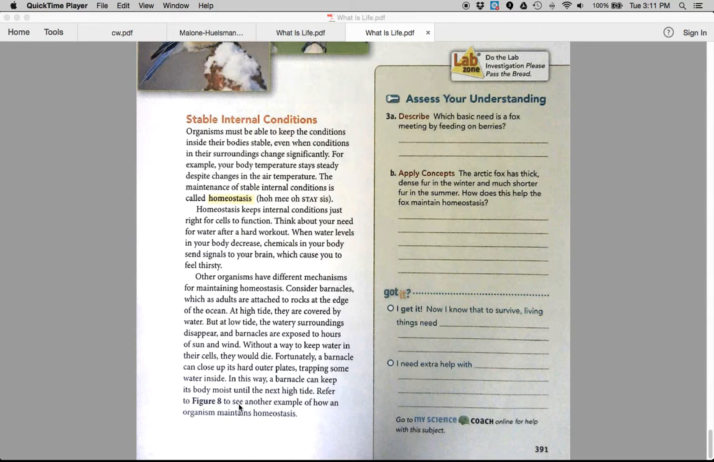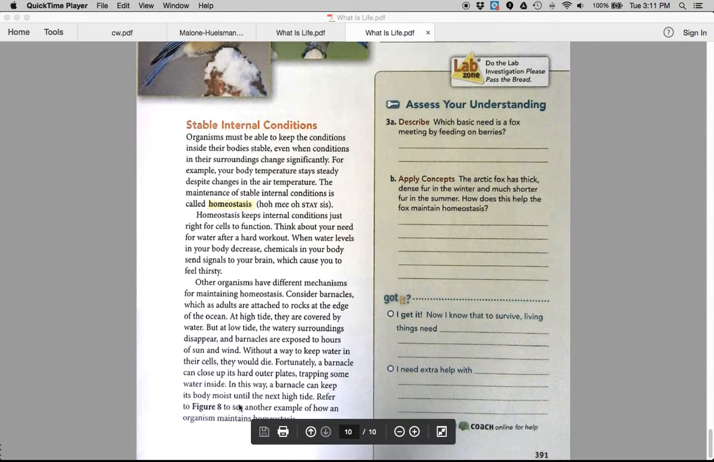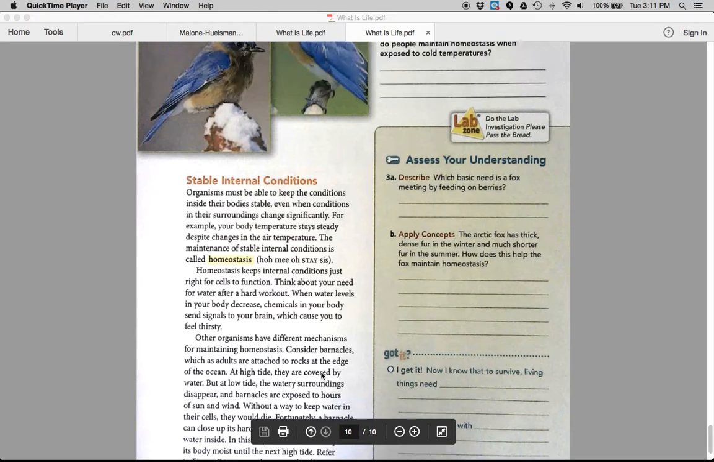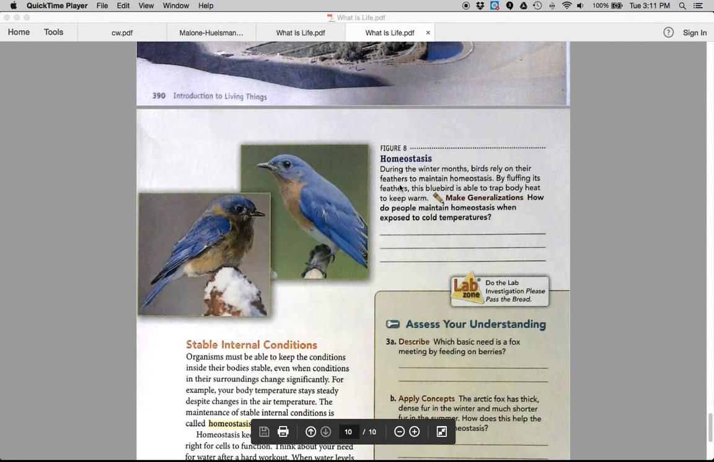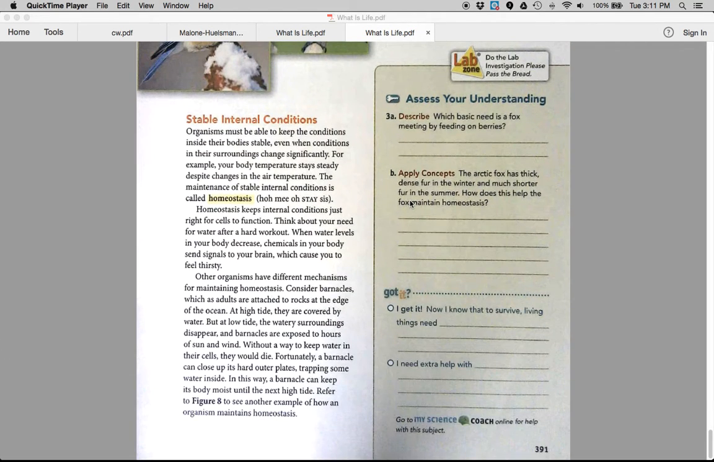Refer to Figure 8 to see another example of how an organism maintains homeostasis. So we'll look up here. Homeostasis. During the winter months, birds rely on their feathers to maintain homeostasis. By fluffing its feathers, the bluebird is able to trap body heat to keep warm.